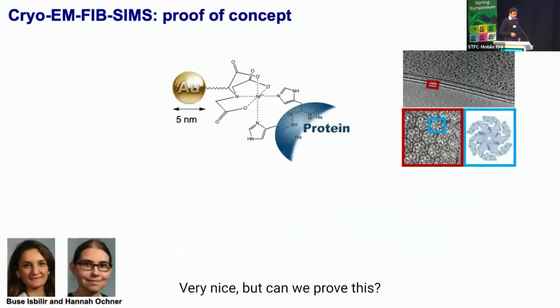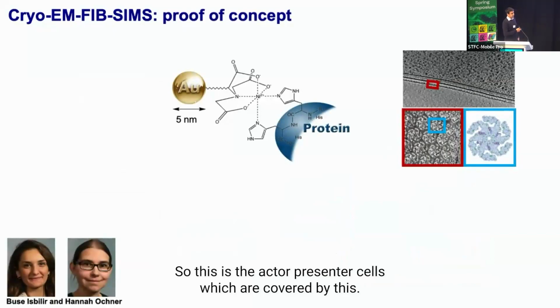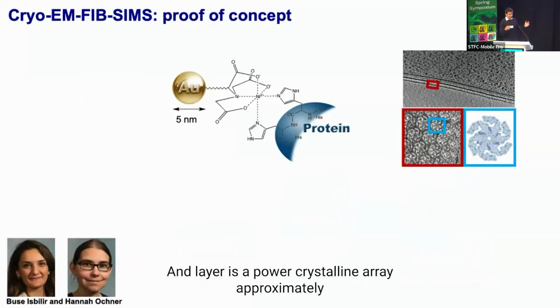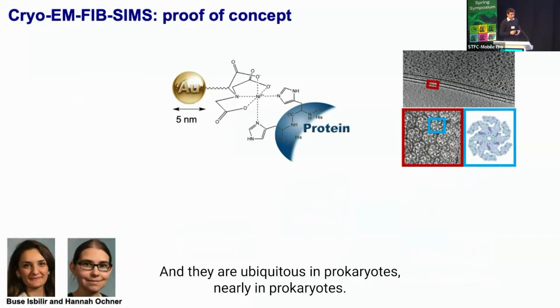So, sounds very nice, but can we prove this? This is a proof of concept experiment, again using our favorite S layer. These are the Caulobacter crescentus cells, which are covered by this. Oh, sorry, I should explain what an S layer is. An S layer is a paracrystalline array, approximately two-dimensional, which coats entire bacteria and archaea, and is nearly ubiquitous in prokaryotes.